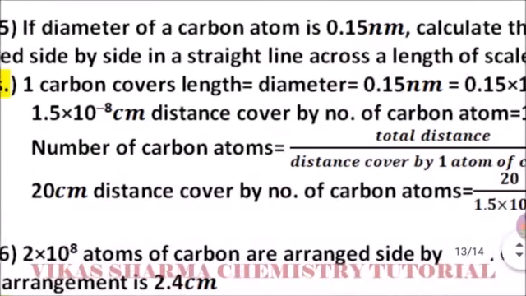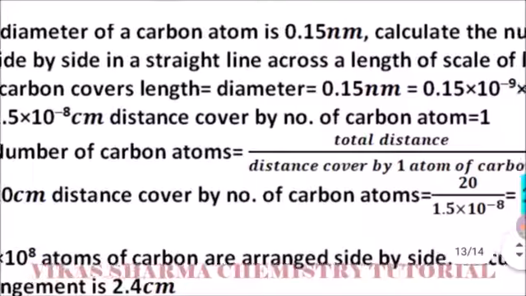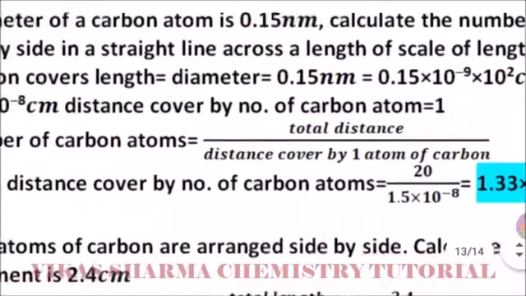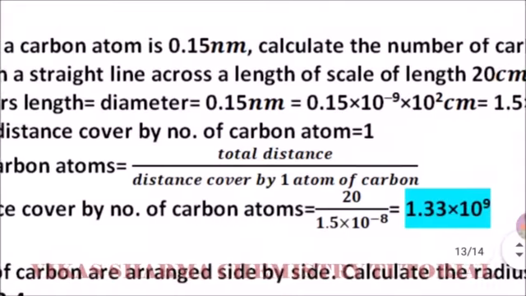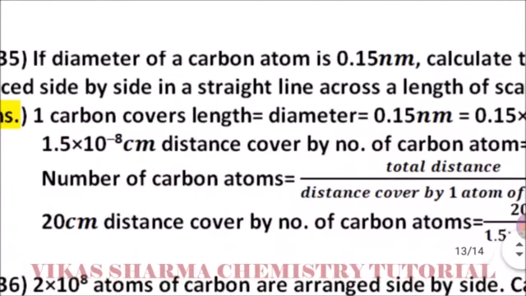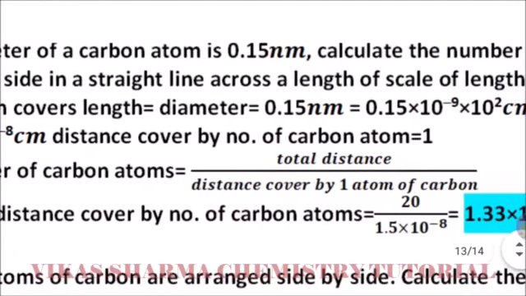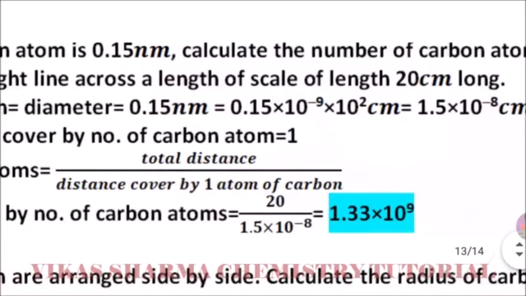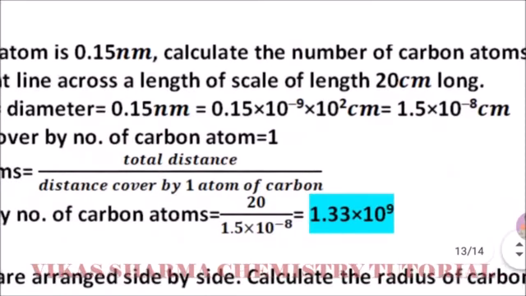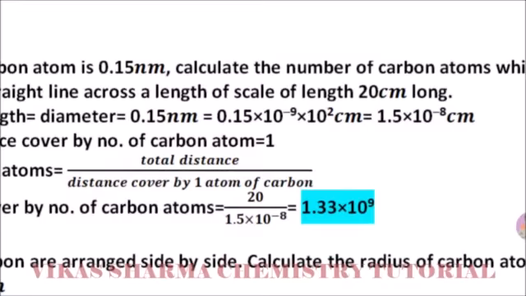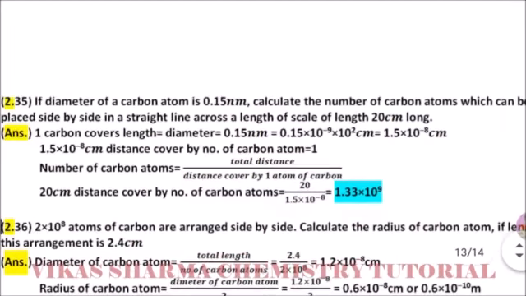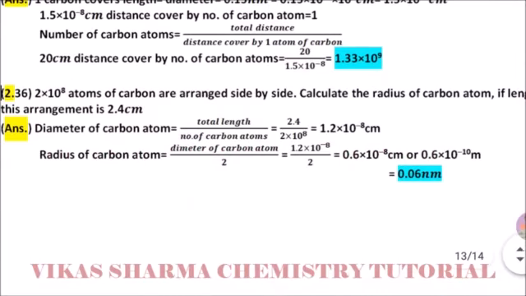So 1.5 into 10 to the power minus 8 centimeter is the distance covered by 1 carbon atom. So the number of carbon atoms is equal to the total distance divided by the distance covered by one atom of carbon. The total distance given is 20 centimeter. So the number of carbon atoms is equal to 20 divided by 1.5 into 10 to the power minus 8 centimeter. So the number of carbon atoms is approximately 1.33 into 10 to the power 9. So this type of question was solved based on numerical 2.35.